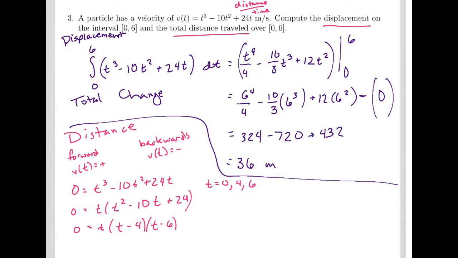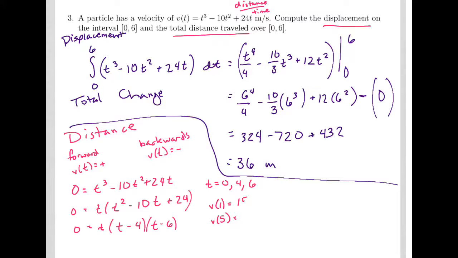Of those, our ending points are 0 and 6. So we don't really care about these two places where it changes. We do care about what's happening at 4. So 4 is where we're going to want to split our integral. But first, let's just check where it's positive and where it's negative. So before 4, so let's check at 1. So the velocity at 1, and let's check after 4, so the velocity at 5.